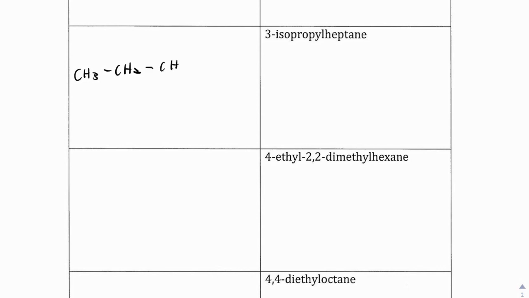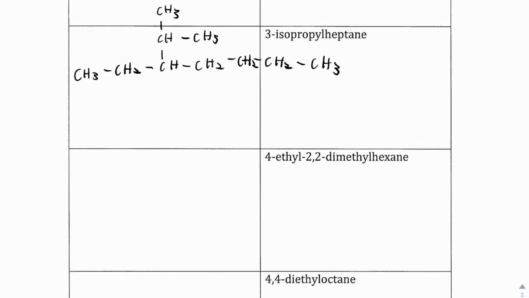For this case, I put CH because I know that there's going to be isopropyl here. I'm running out of room, so I'm kind of branching the line here. Got it?